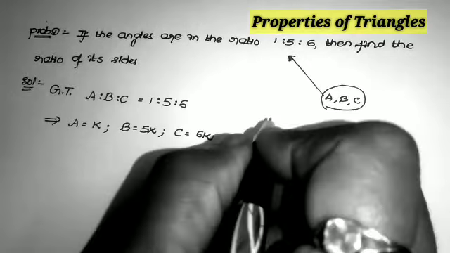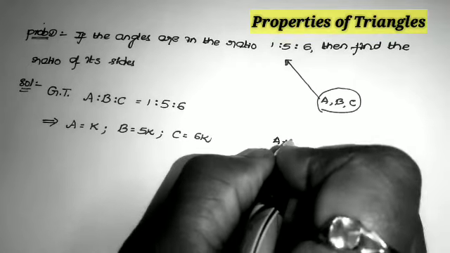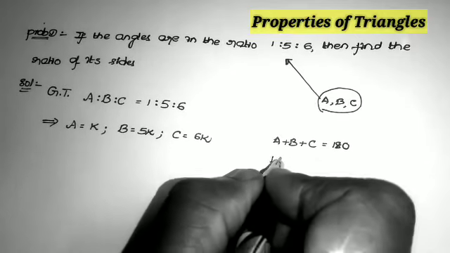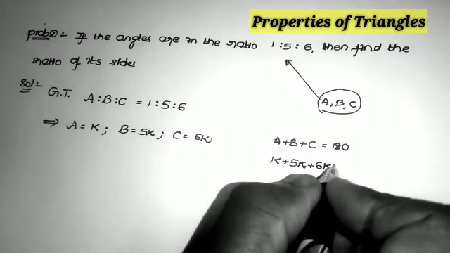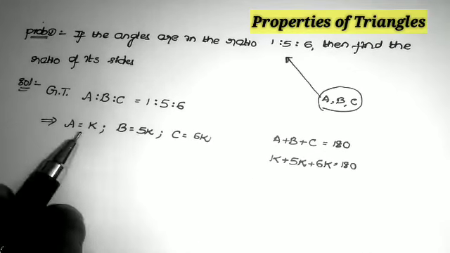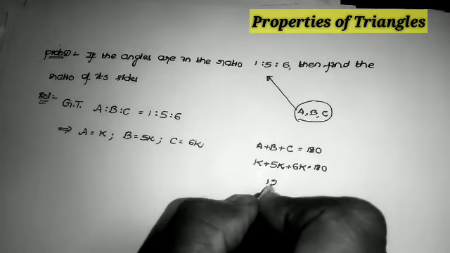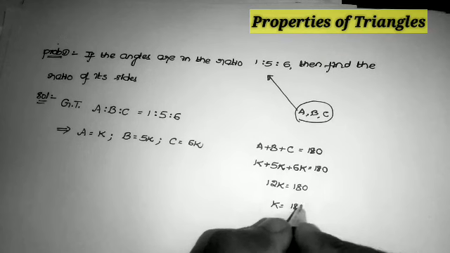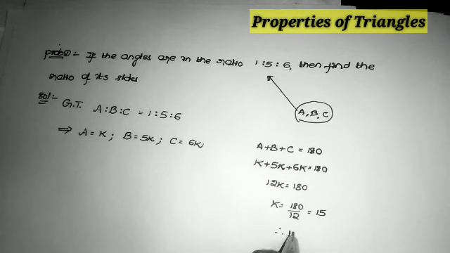But already we know that in a triangle the sum of the three angles is equal to 180. So I am taking that one here. We know that A plus B plus C is equal to 180. Now substituting the values, K plus 5K plus 6K is equal to 180. Ratio means we are taking these three values as K, 5K, 6K. Now adding the three values, this is 12K is equal to 180. Then the value of K is equal to 180 by 12, and that is equal to 15. Therefore the value of K is equal to 15.